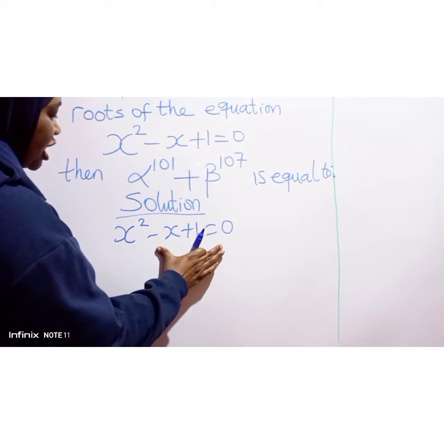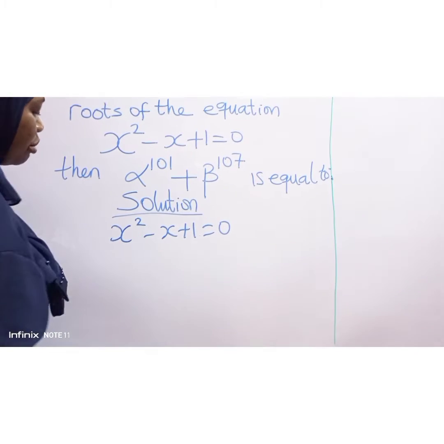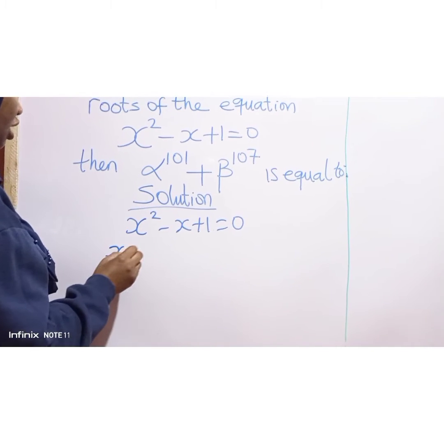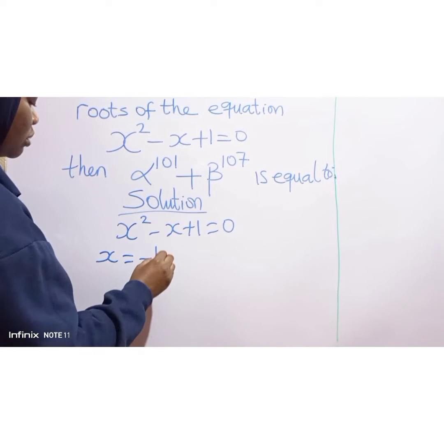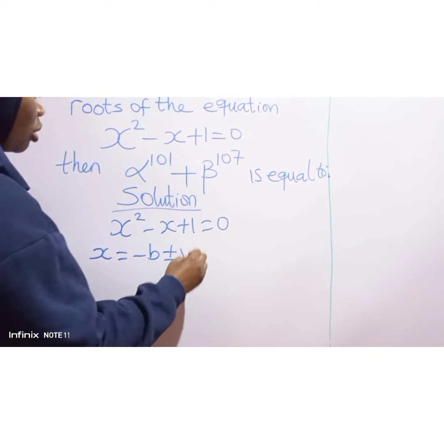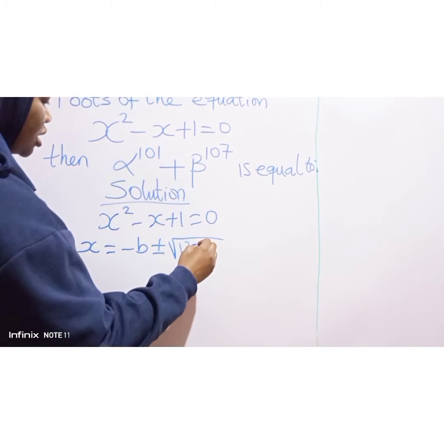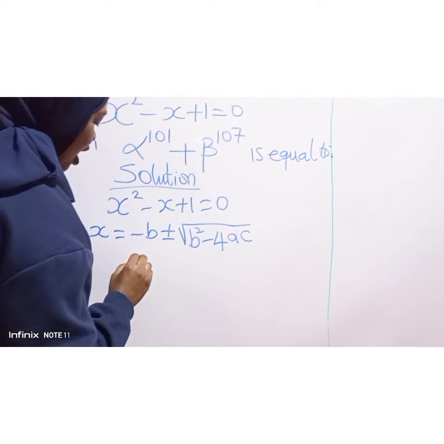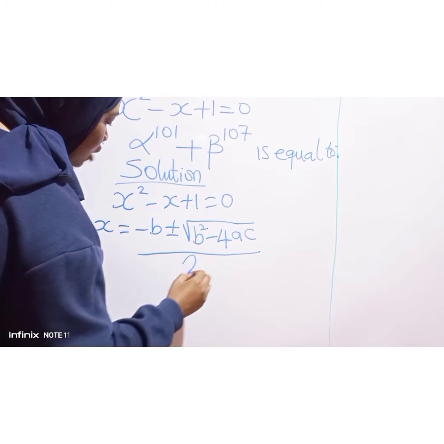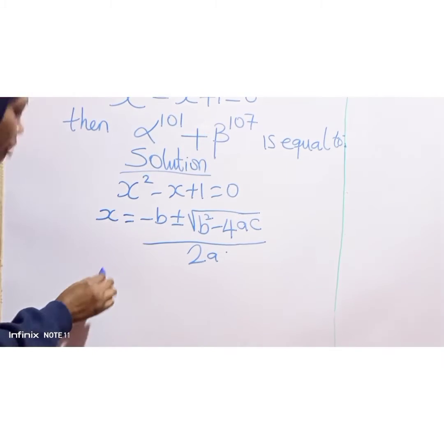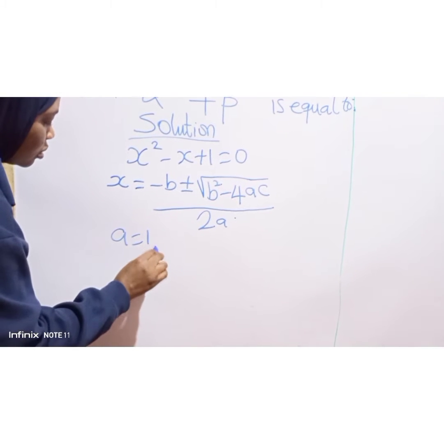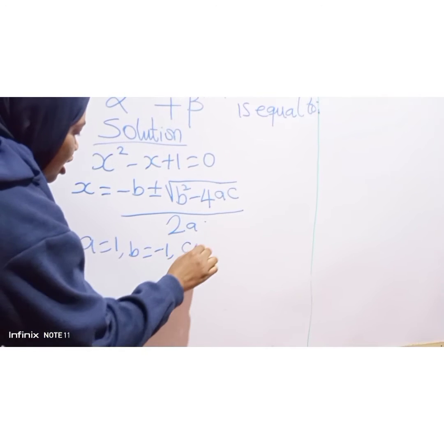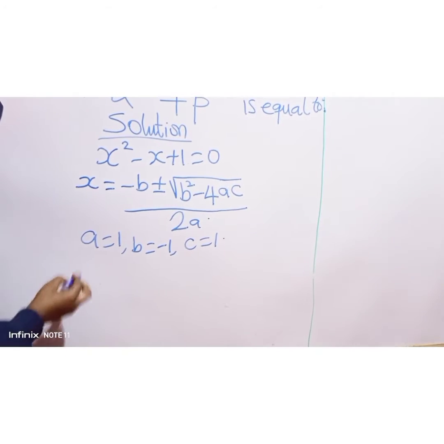If you look at it critically, you can see that it is not factorizable. So we need to use the formula method. And the formula method to find the roots of a quadratic equation: x is equal to minus b plus or minus the square root of b squared minus 4 multiplied by a multiplied by c, all over 2a. So from here, a is equal to 1, b is equal to minus 1, that is the coefficients, then c is equal to 1. So let's substitute.